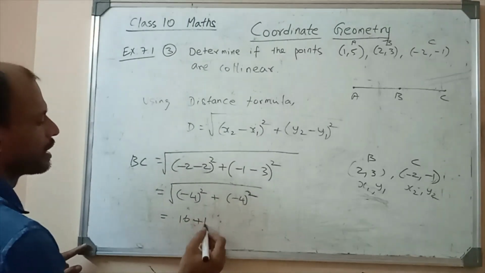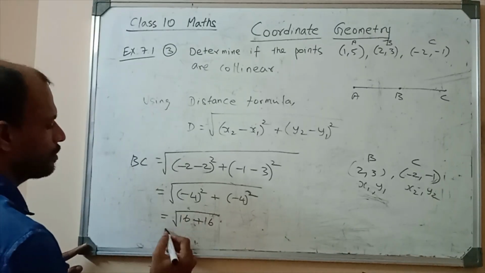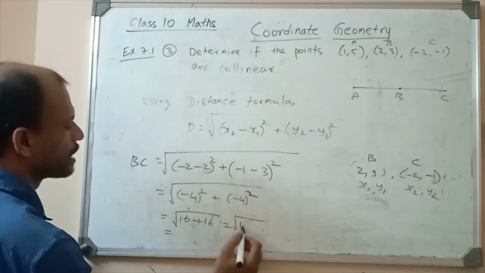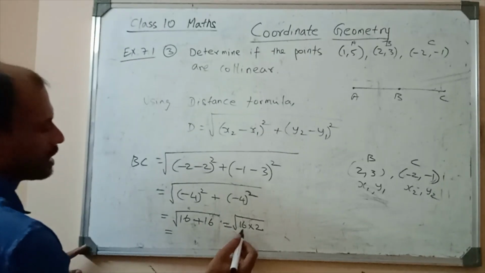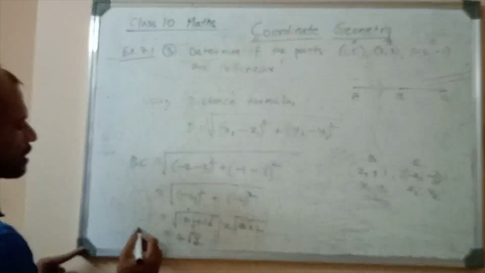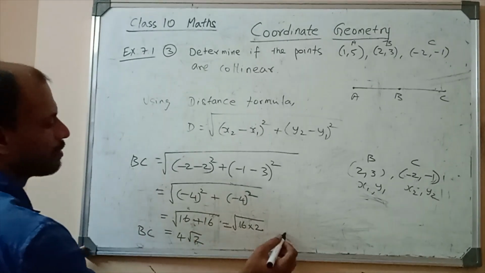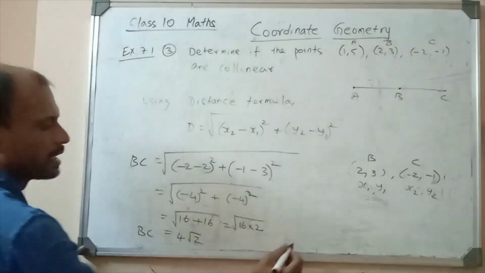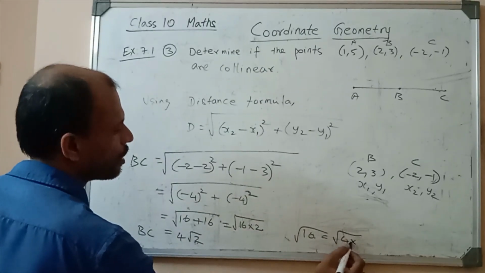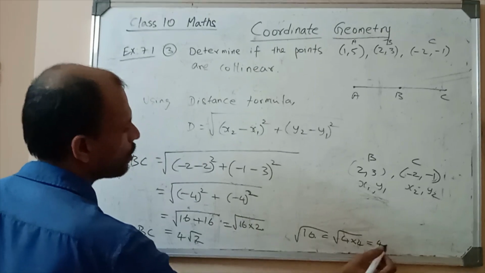Minus 4 square is 16, here also 16. So we can write it as 2 times 16, simply 16 into 2. Root 16 value is 4. So 4 root 2 is the answer. Root 16 value is 4 because root 16 we can write as root 4 into 4, so that is equal to 4. Understood?